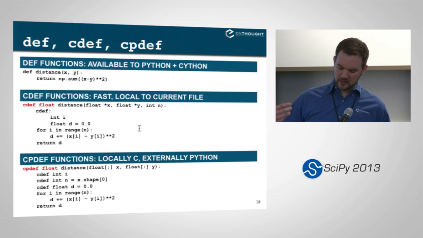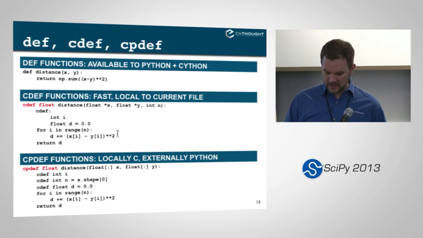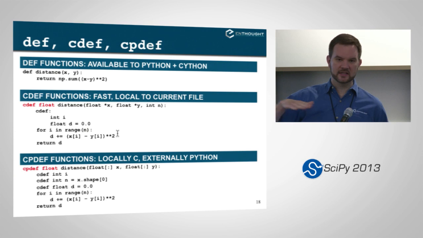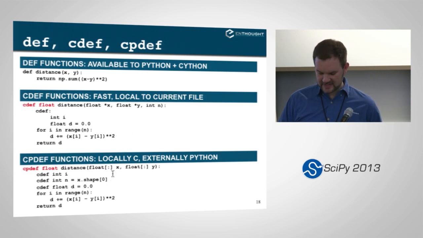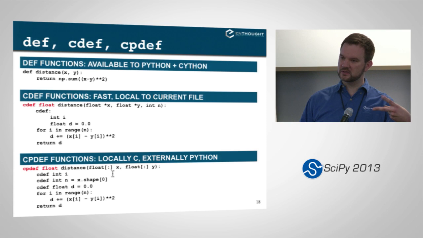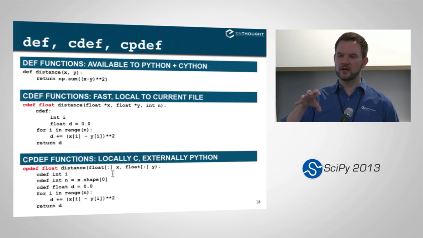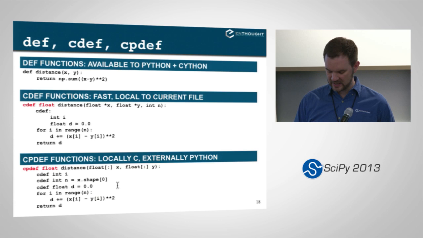All right, so def functions are available within Cython and Python, but they have Python overhead, so they're a little slower. cdef functions are just pure C things, so there's almost no overhead. They're going to be very fast, but the restriction is that they're only available within that source code. And lastly, cpdef functions create two functions for you, a Python layer around a C core. Cython will call the C core, and external Python code will call the Python wrapper for you, so you get the best of both.